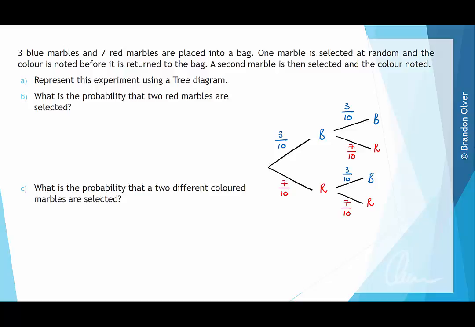And we are asked in part B, what is the probability that 2 red marbles are selected? So 2 red marbles follows this path here. To get that probability, we multiply the probabilities along the branches. So the probability of getting red followed by red is going to be equal to 7 over 10 times 7 over 10, which equals 49 over 100. And the exact decimal is 0.49 for that as well.